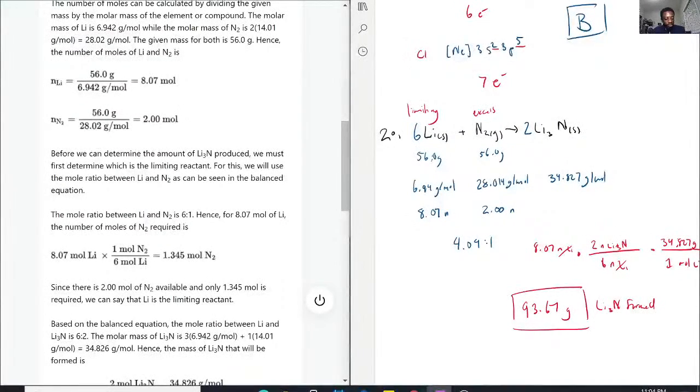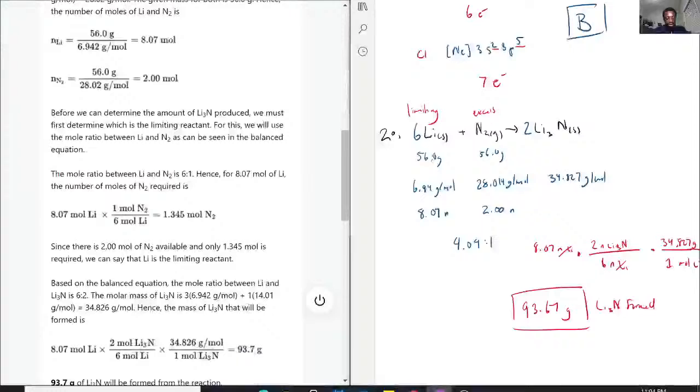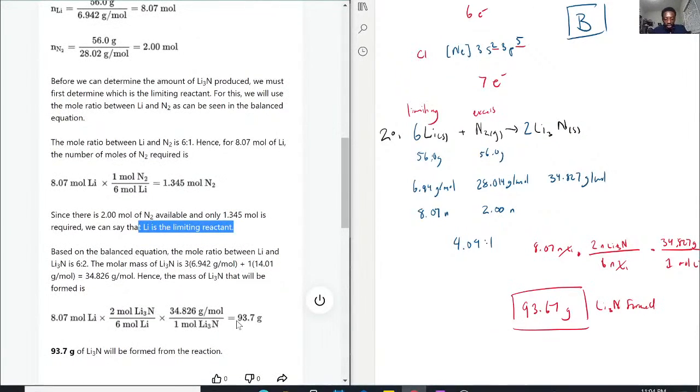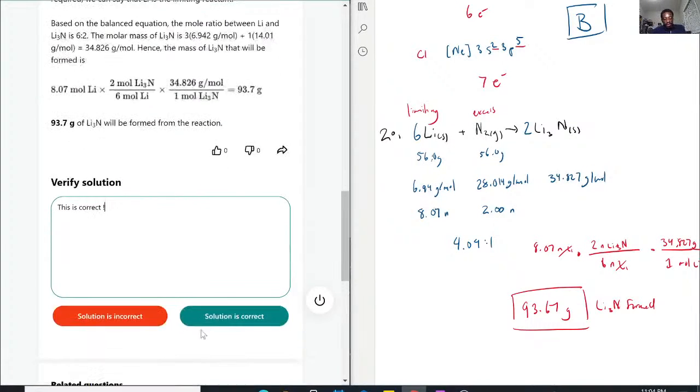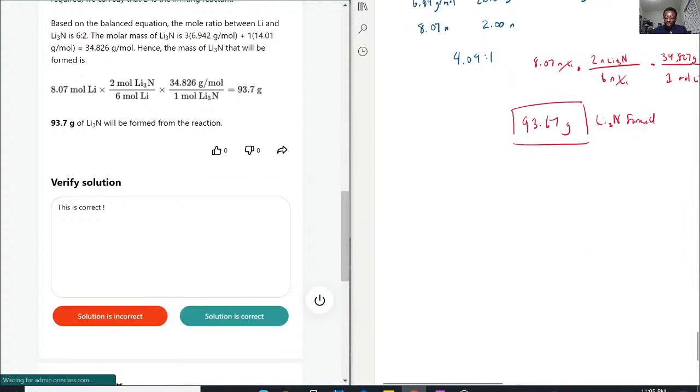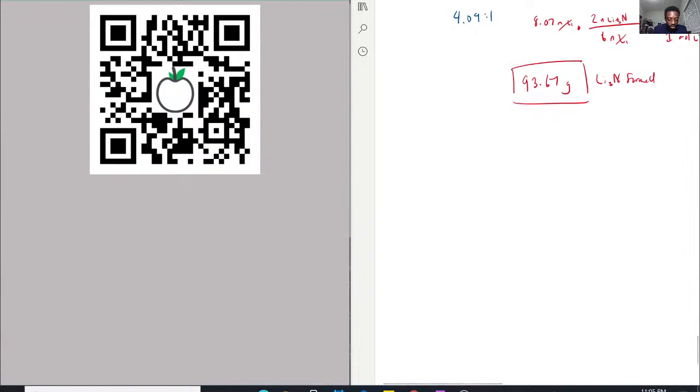And because of that, we can now say that the moles of, where is it? Since, yeah, based on the balanced equation, where does it say it? Exactly, they say lithium, there we go, is a limiting reactant. That's what I was looking for there, so that's perfect, and that's how they use the 8.07, and they were able to get 93.7 grams, which is just a rounded version of 93.67. So with all that being said, this is correct, okay? So that one was done perfectly. This is really good. And before we move on to question 1, we're going to take a quick little break. I will be right back.